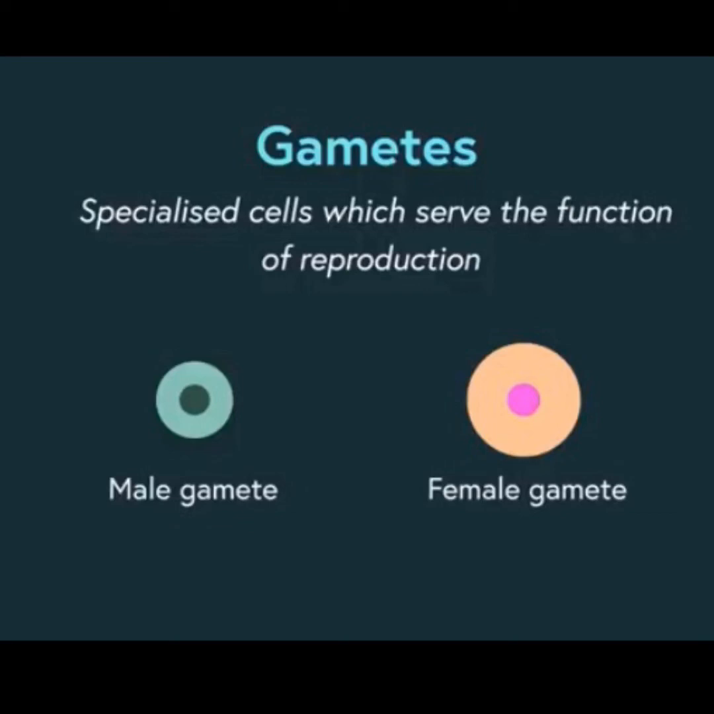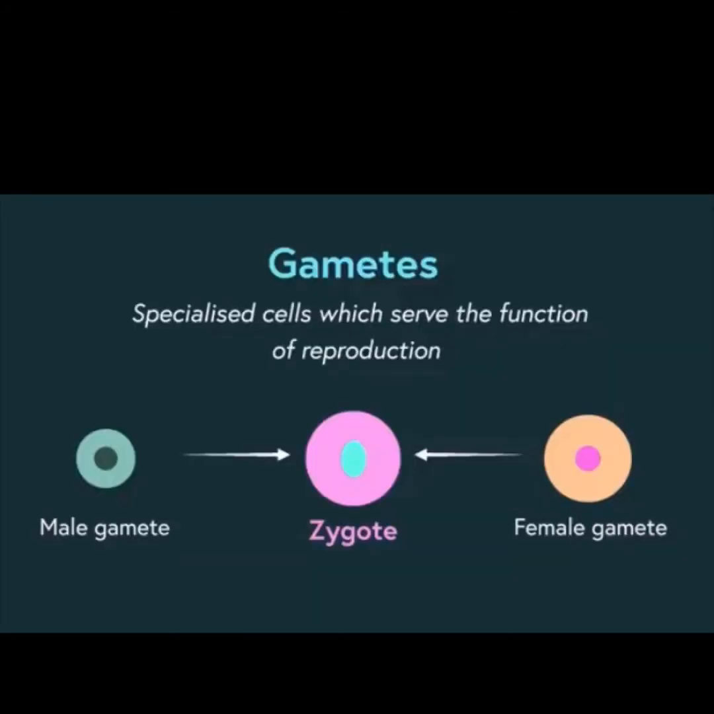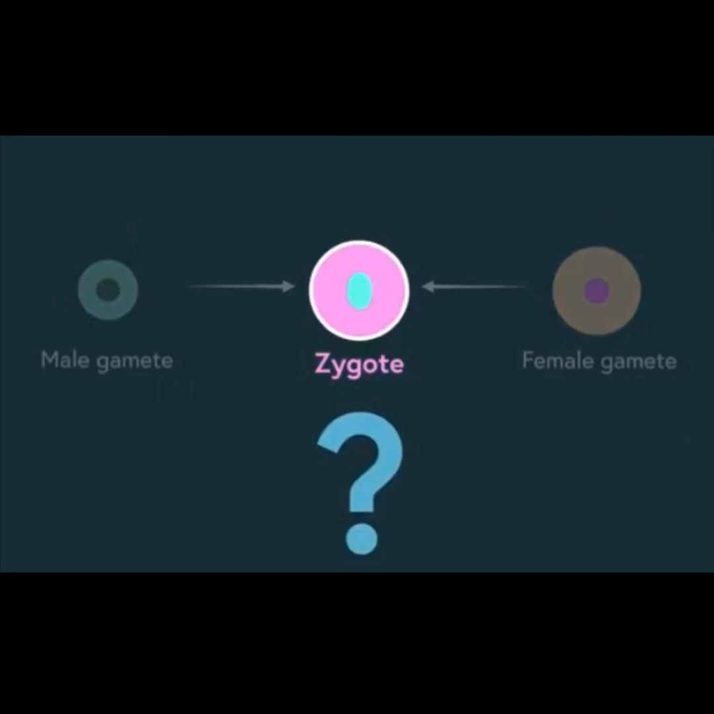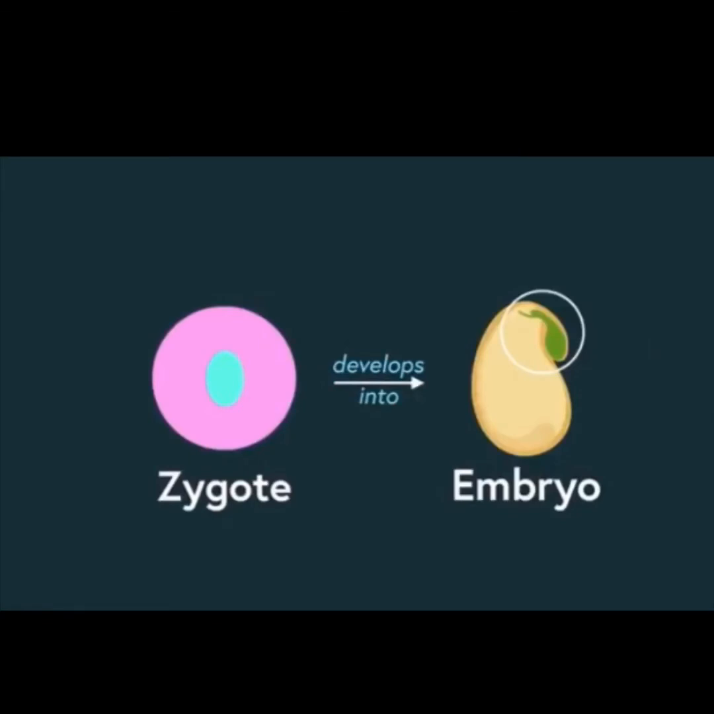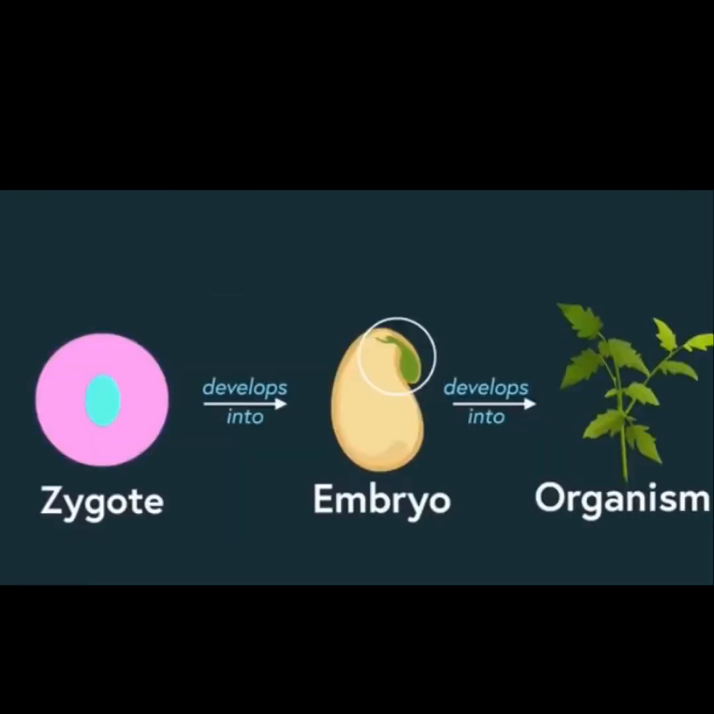Gametes are specialized cells which serve the function of reproduction, and we have two types of gametes. The first one is called the male gamete, and the second one is called the female gamete. The male gamete and the female gamete form the zygote, which is the cell of the embryo. Now, what is the zygote? The zygote is a single-cell structure formed from the fusion of male and female gametes. And also the zygote develops into the embryo. Then the embryo develops into the organism or the plant.